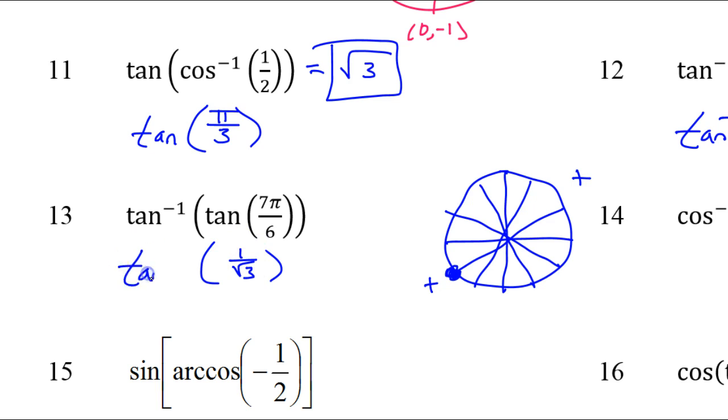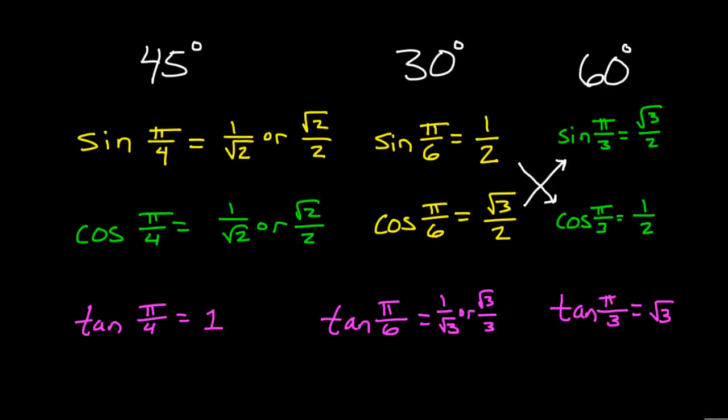So now I'm asking myself for the inverse tangent of 1 over radical 3. This is just an angle. What angle has a tangent of 1 over radical 3? Well, we have memorized that that is pi over 6, because the tangent of pi over 6 is 1 over radical 3.